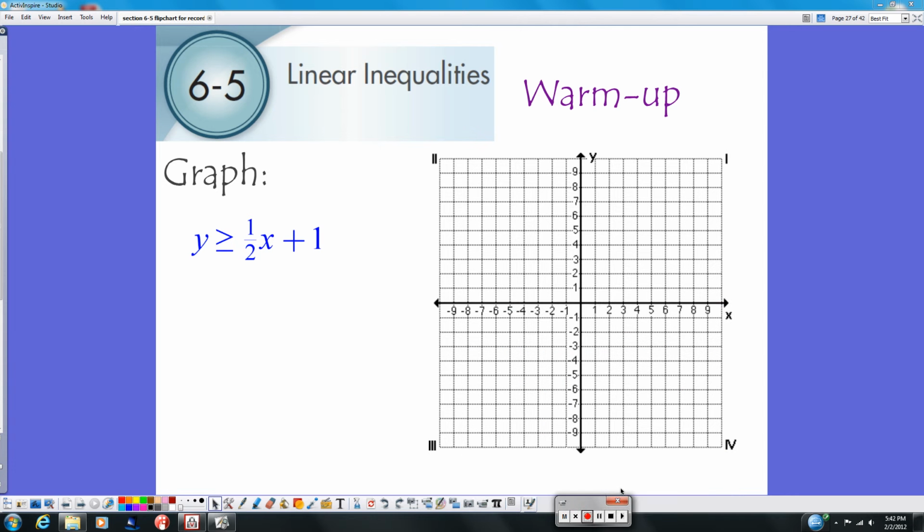Welcome to section 6.5, part 3, where we're still talking about linear inequalities. For your warm-up, go ahead and graph the inequality y is greater than or equal to 1/2 x plus 1.